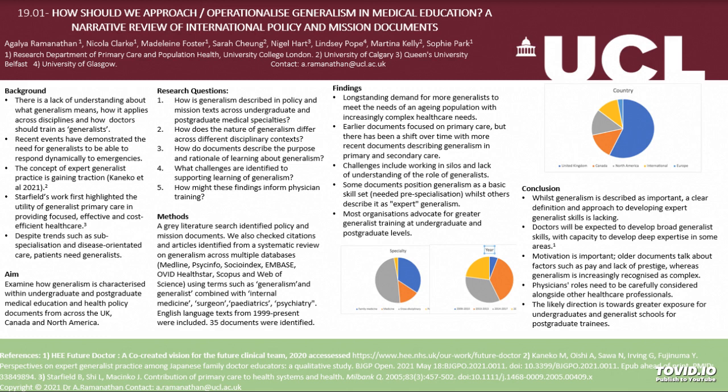Our early findings show that there has been a long-standing demand for more generalists to meet the needs of an increasingly complex population. Earlier documents tended to focus on primary care. However, there has been a shift over time, with more documents describing generalism in both primary and secondary care settings.